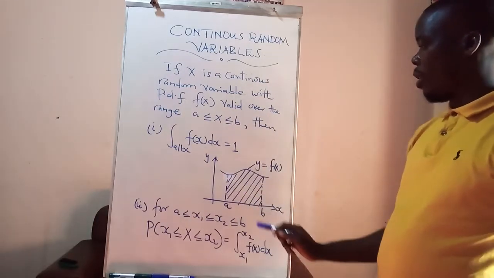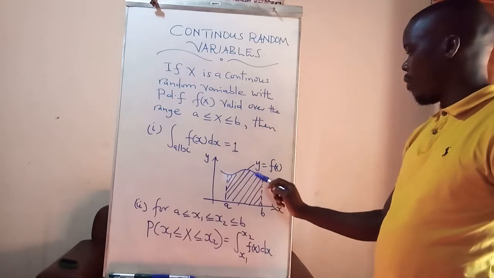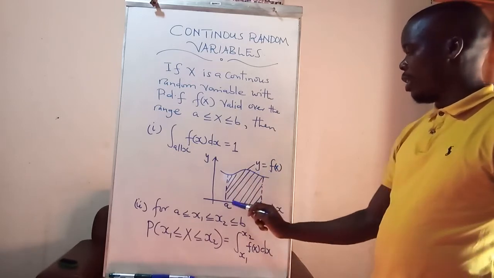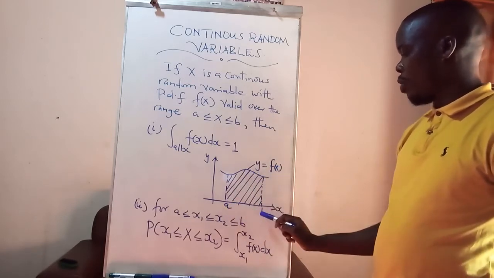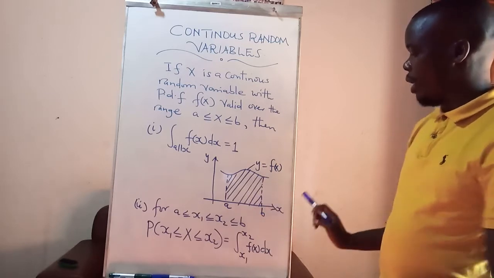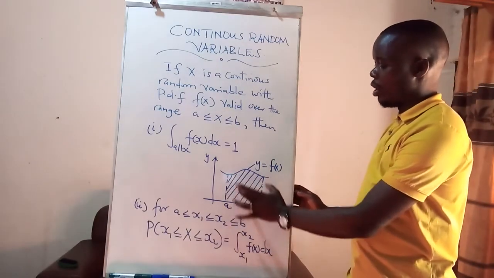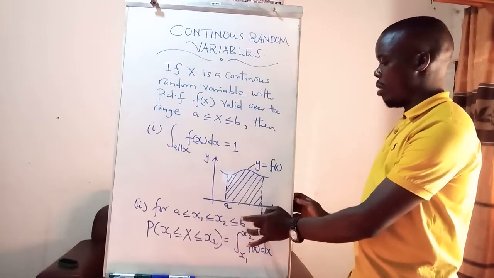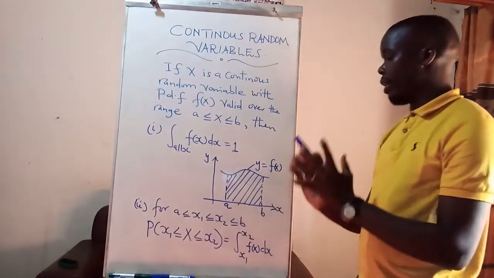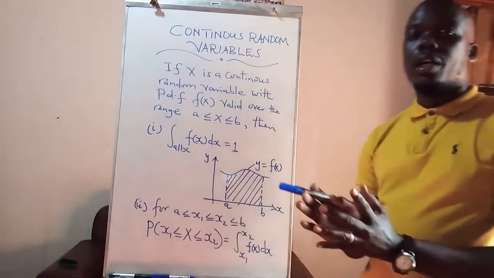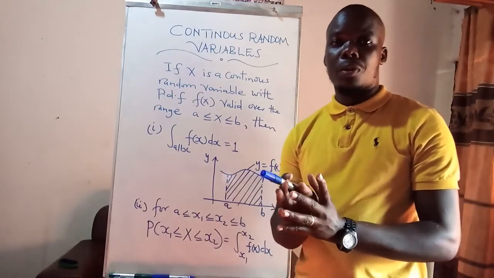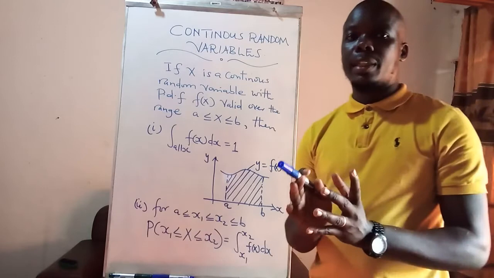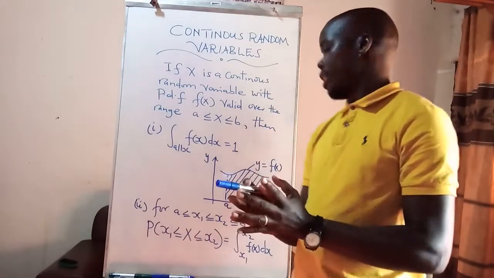As you can see, we have assumed that this is our curve y equals f of x, and it is within the interval a to b. This shaded area is enclosed by the lines x equals a, x equals b, and the x-axis. When you get the area under that curve, it should give you 1, and 1 in this case is the total probability.